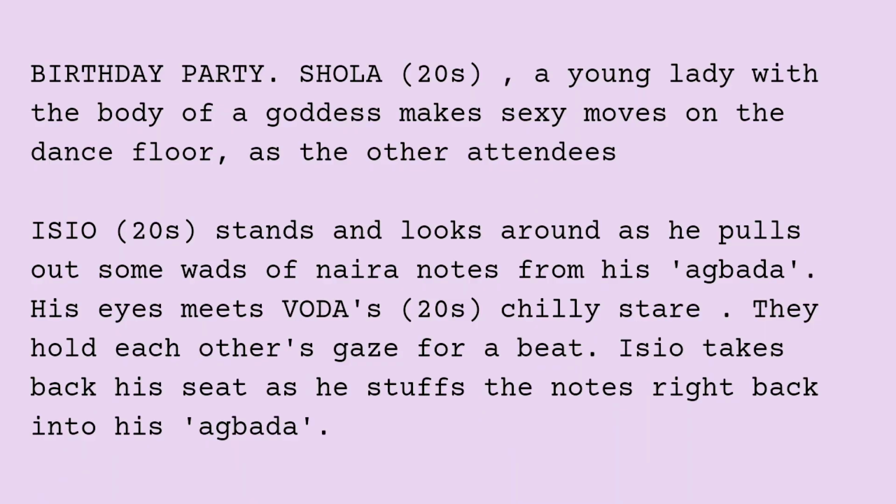Shola, 20s, a young lady with the body of a goddess, makes sexy moves on the dance floor as the other attendees watch. Isio, 20s, stands and looks around as he pulls out some wads of naira notes from his agbada. His eyes meet Voda's chilly stare. They hold each other's gaze for a bit. Isio takes back his seat as he stuffs the notes right back into his agbada.